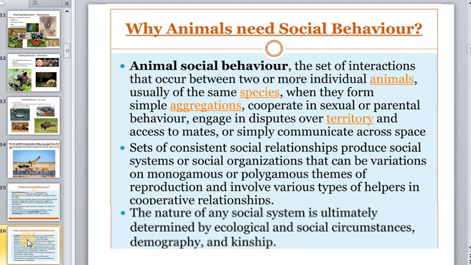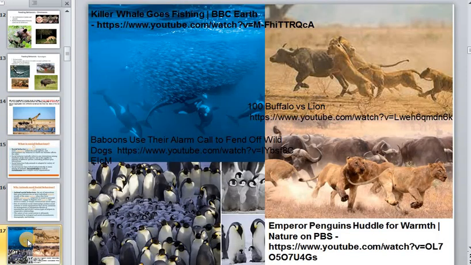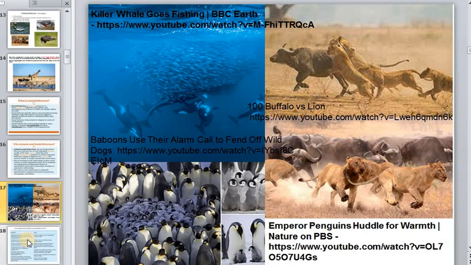The nature of any social system is ultimately dependent on ecological and social circumstances, demography, and kinship. And here I will leave the links. We will discuss this kind of relationship between the different kinds of animals.